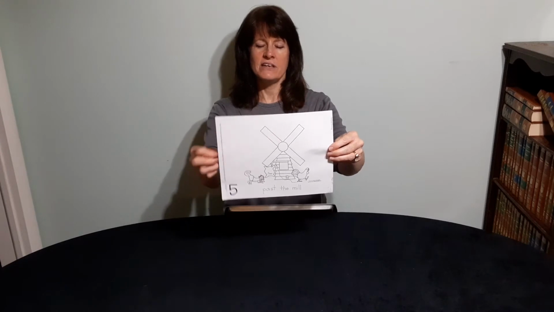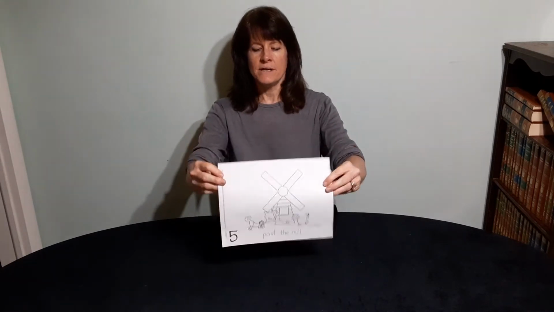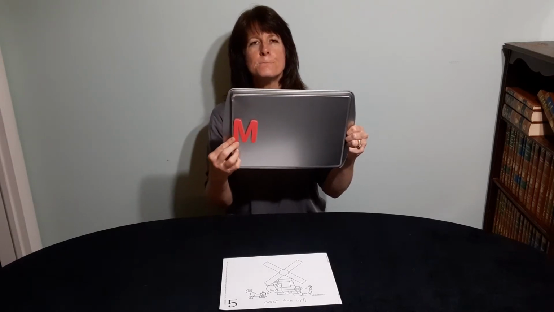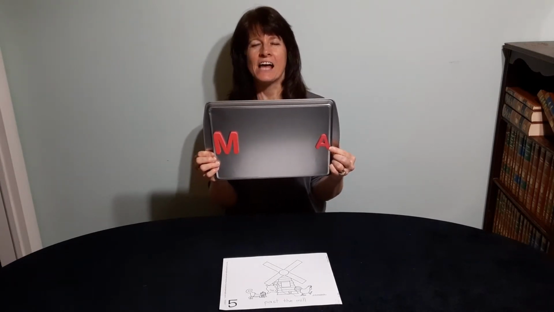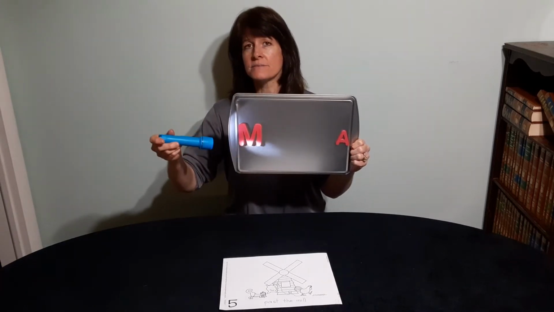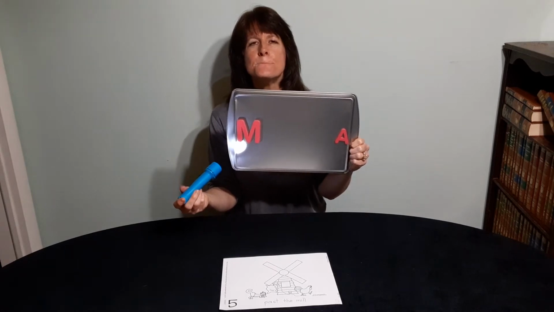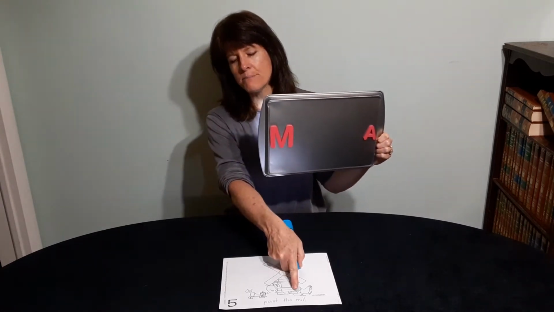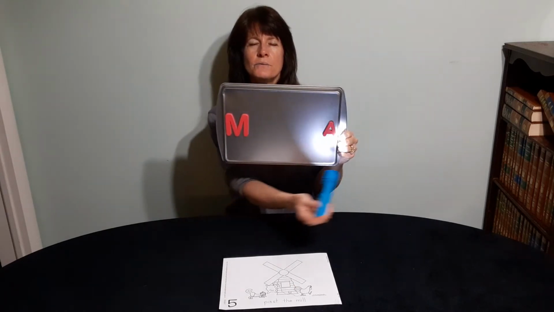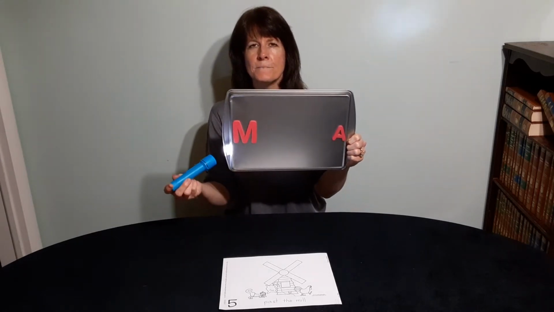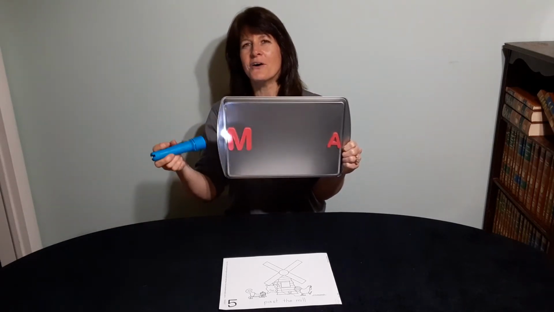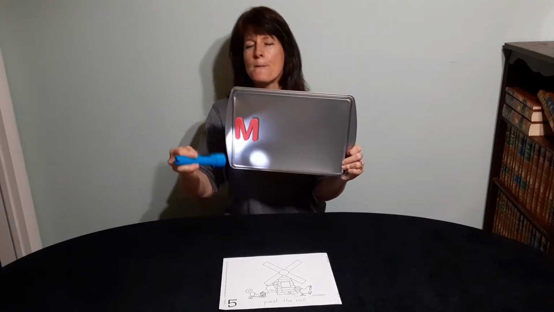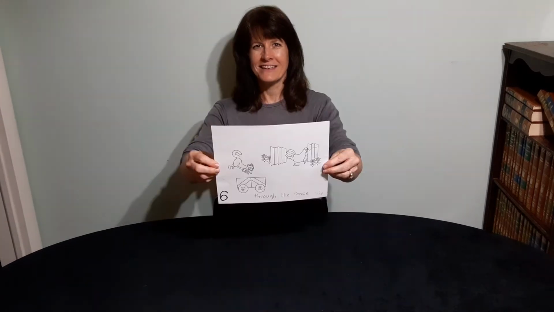Here's page number 5. It says past the mill. Mill begins with a sound. This letter makes that sound, mill. This is the letter M. This is the letter A. A says ah. I want you to look with your eyes at which letter made the sound for past the mill. Which letter says m? Make your choice. Good job. Over here, this is the letter M, says m. That's the right choice.